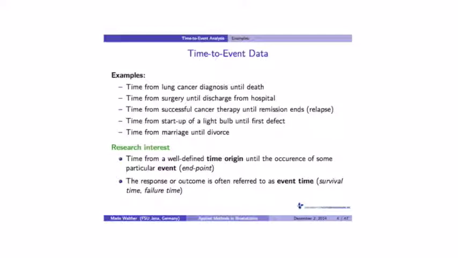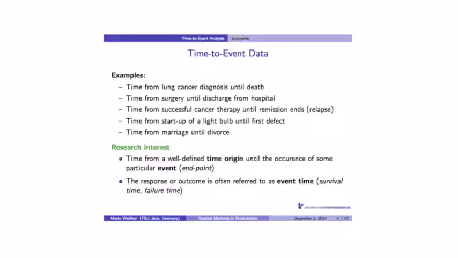And the response or the outcome variable is often referred to as event time. In this case, you measure time until a certain event of interest occurs, and this is your outcome variable. So you have two pieces of information which you measure. The first is the time where subjects are observed, and the second is whether the event of interest occurred or not. So you have two pieces of information in time to event analysis which you observe.